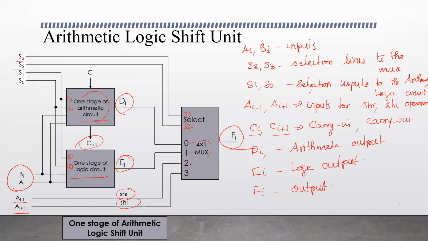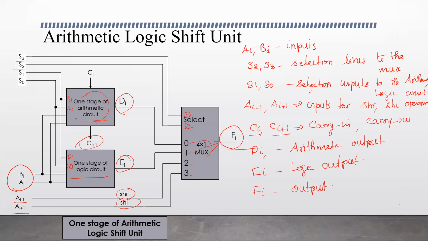And input 2 to the multiplexer is the shift right operation, and input 3 is the shift left operation. So this multiplexer, using the selection inputs S3 and S2, has to select one among these inputs. 0 performs the arithmetic operation. 1 performs the logic operation. 2 performs shift right. Or 3 is shift left. Finally, it directs one of these operations as output, so in FI we get one of the operations done.